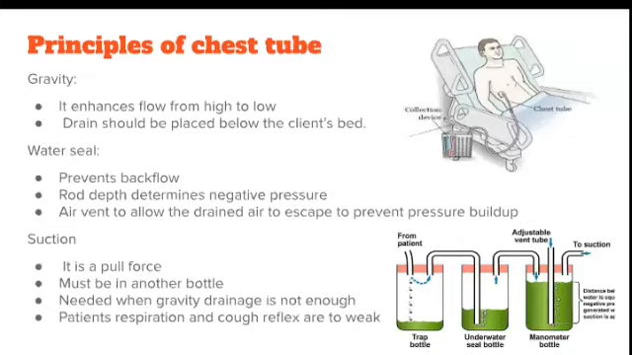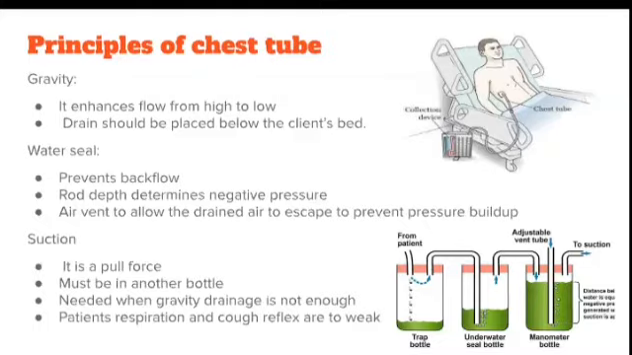We have seen in this picture, in the one bottle or two bottle system, we seal the patient's tube into a water seal to prevent the backflow, especially to prevent atmospheric air being sucked into the pleural cavity. Because the pleural cavity has negative pressure, the atmospheric air will be sucked into the pleural space. So to prevent that, we dip the tube into the water seal. Rod depth determines the negative pressure. So this dipping of the tube into the water seal gives a negative pressure.